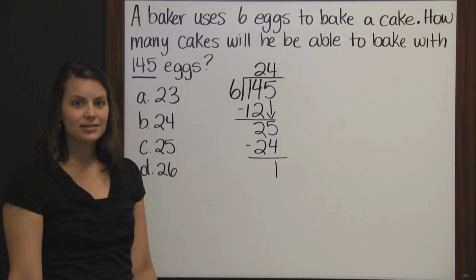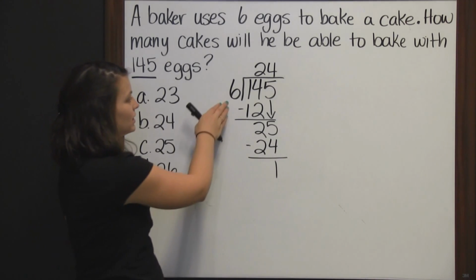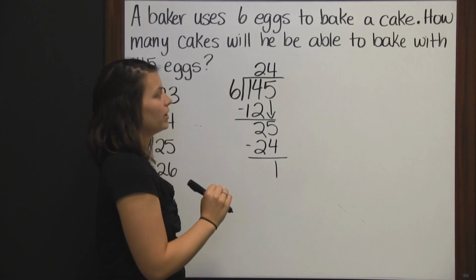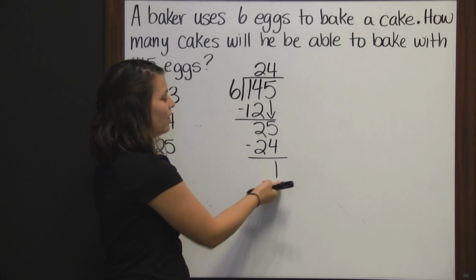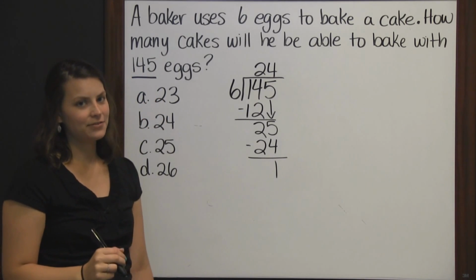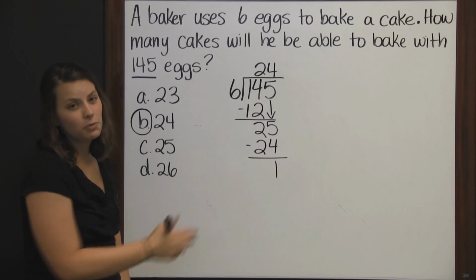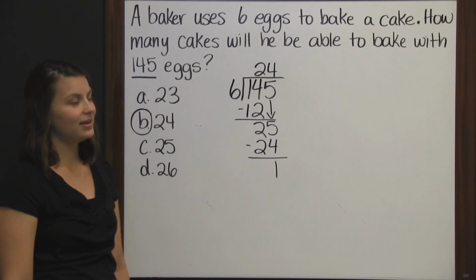How many cakes can we bake with 6 eggs in each cake? 24 cakes, and we'll have 1 egg left over. So a total of 24 cakes, because we wouldn't want to just put 1 egg in a cake.